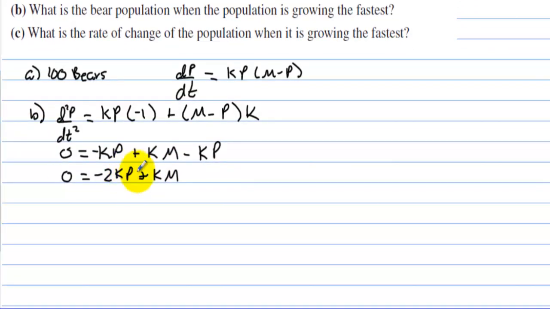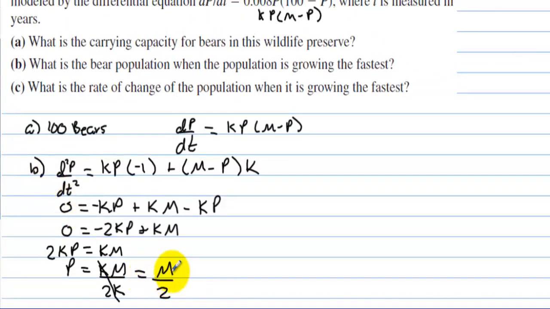We're trying to get P by itself. Let's add over 2kP, and that's equal to kM, and then divide by 2k. So P equals k times M over 2k. Well, those cancel out, and as it turns out, the population is growing the fastest when the population has reached half of its maximum capacity.